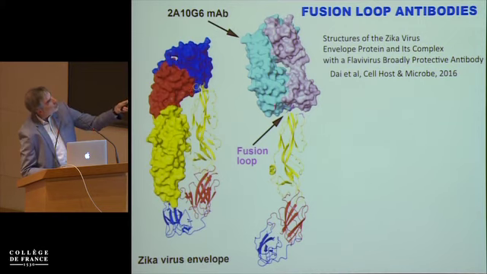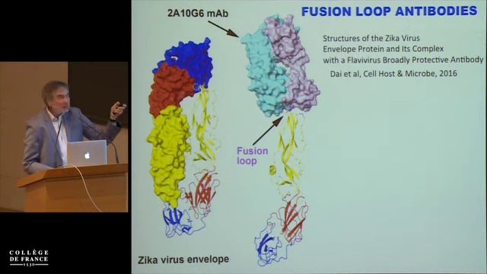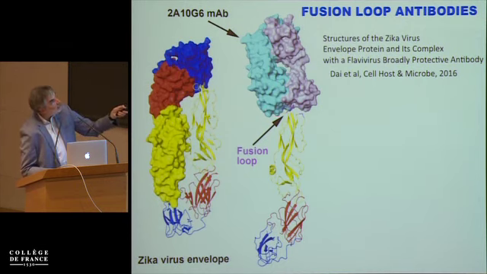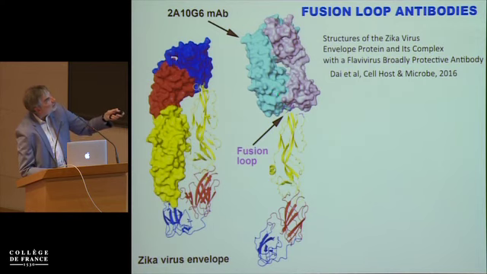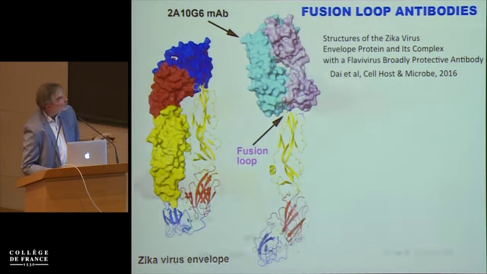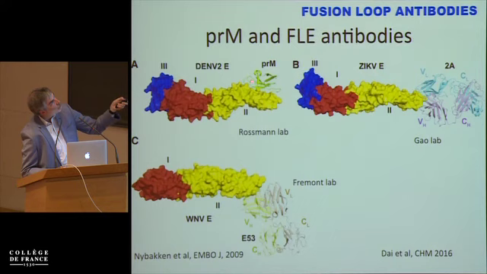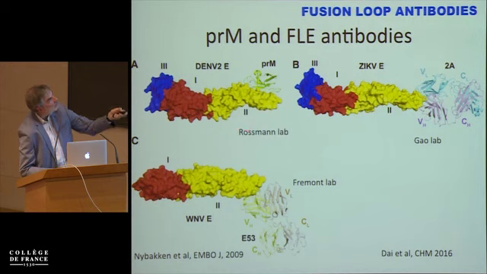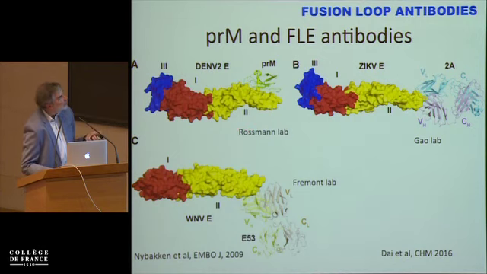Actually, here is a structure by George Gao of a complex against those fusion loop antibodies. These are the ones that are poorly neutralizing and which induce ADE, antibody-dependent enhancement. And you see that it couldn't bind within the context of the dimer. So there are others. This is the structure of the PRM. The fusion loop is still exposed in the complex with PRM, which is why you induce antibodies against this region that is immunogenic. Here there are other different antibodies binding to these fusion loop regions.